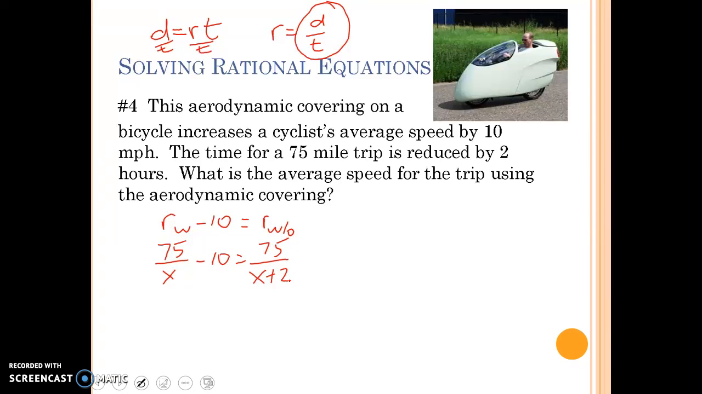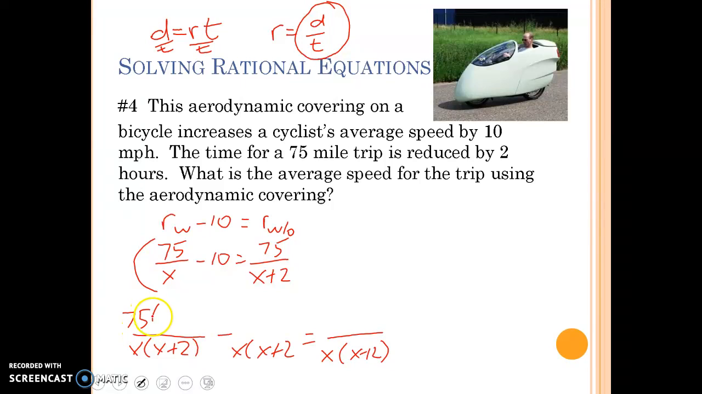And just like I have done before, I want to get a common denominator. And so my denominator is going to be x times x plus 2. So I want every single one of these fractions to have a denominator of x times x plus 2. So I have this one minus the 10 over 1 equals the 75 over, but I want to change it to x times x plus 2. And so what do I need to do to change this one to make it look like that denominator? I need to multiply it times x plus 2.